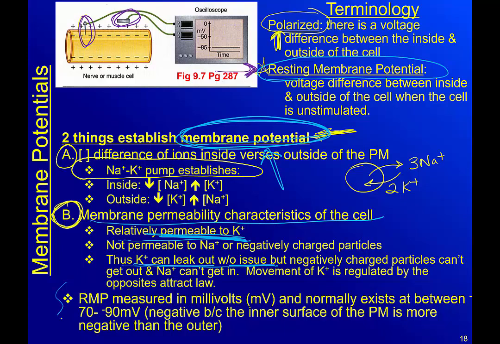Now, the resting membrane potential, this abbreviation is just for this up here, is measured in a unit called millivolts, okay? And normally it exists at between, like I said, negative 70 and negative 90 millivolts. It's negative because, remember, our pump moves 3 positives out for only 2 positives in, and that actually makes the inside of our cell slightly more negative than what we see on the outside.